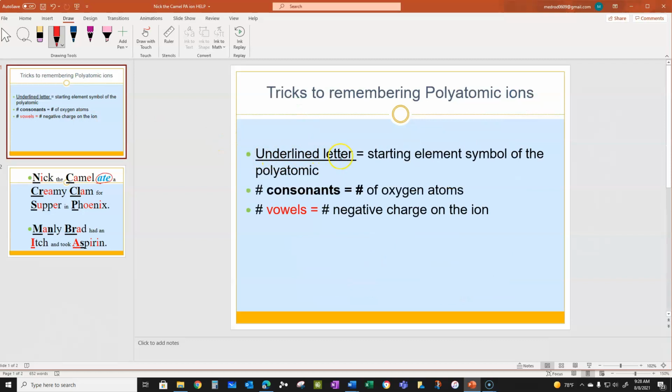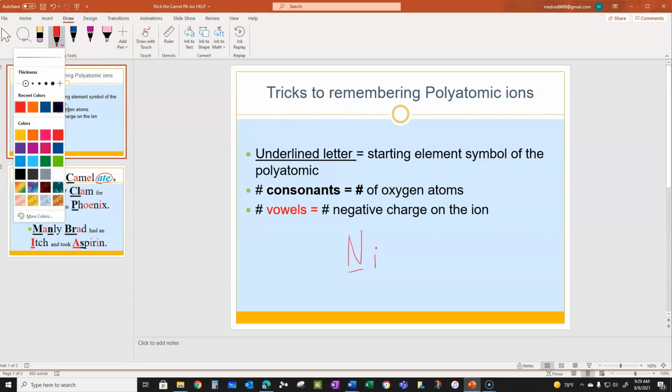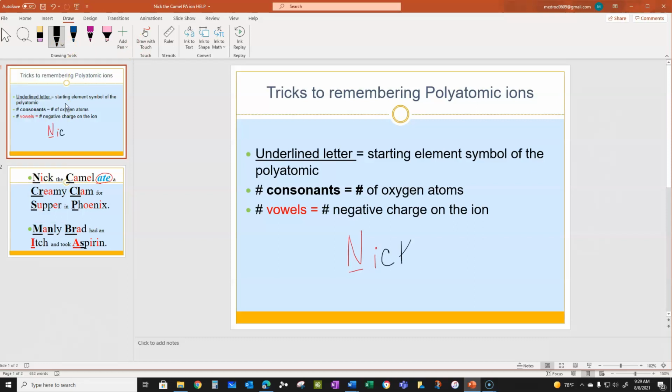The underlined letter starts with that element symbol in the polyatomic. Okay, so notice right here, Nick starts with that capital N. Okay, remember, because it's underlined. And I got that vowel. Ooh, I should probably be doing this in a different color. And then C and then K. Oops, just right over that guy, N. Okay, so the underlined letter starts with that polyatomic. So this trick starts with the polyatomic for nitrogen.